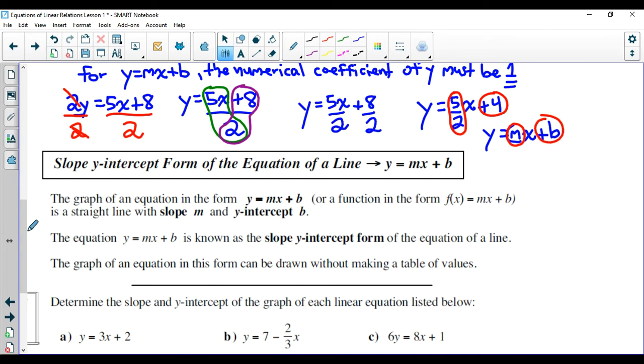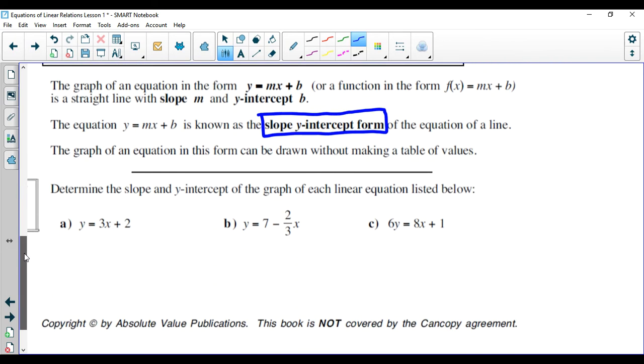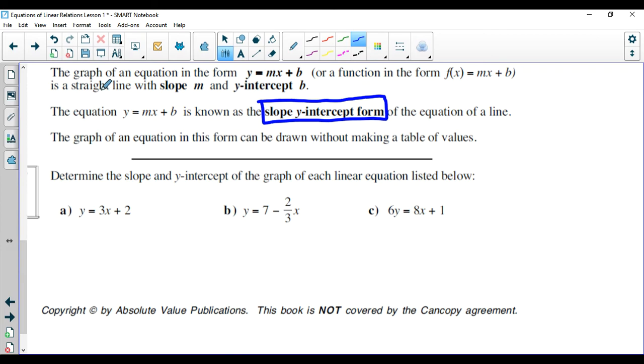The equation y equals mx plus b is what we refer to in mathematics as the slope y-intercept form of a linear equation, okay? Slope y-intercept form because it's written to tell you what the slope is, and it's also written to tell you what the y-intercept of the graph is. And it says you can use the equation to draw a graph of this line without making a table of values. And I'll show you what that looks like in the next example on the following page once we get to it.